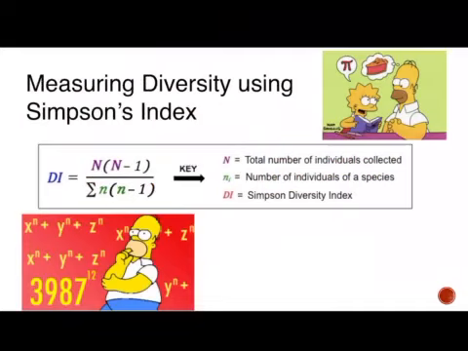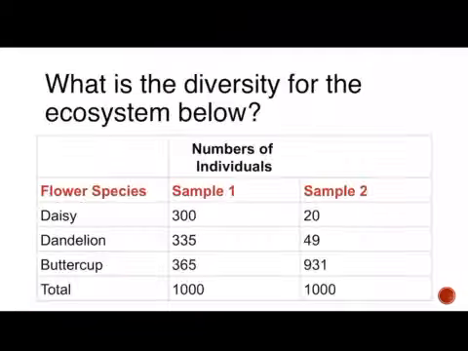So the Simpson's index takes into account both species richness and evenness. So capital N is the total number of individuals. So that gives us the species richness. And then the lowercase n is the number of individuals of each species. So that gives us the species evenness. We plug into the formula, we get two numbers. We can compare those numbers.